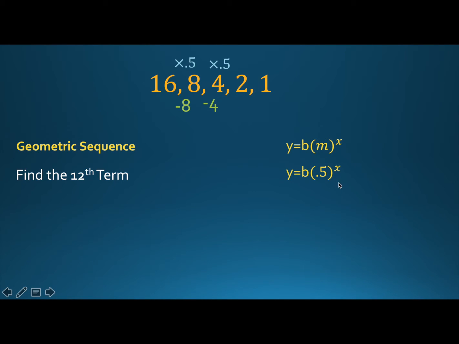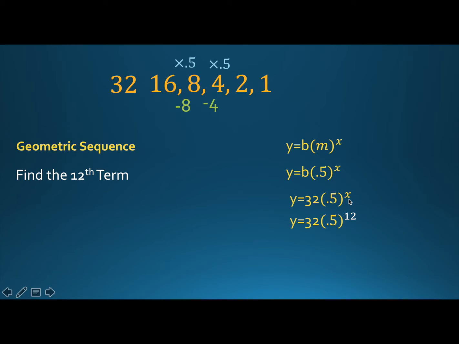b is still the 0 term. If 16 is our first term, you multiply 16 by 2, you would get 32. Let's plug that in. This is our general equation for our geometric sequence. Now let's solve the problem. Plug in 12 for x.